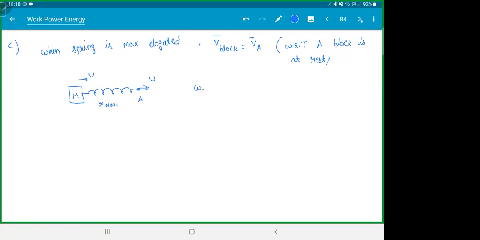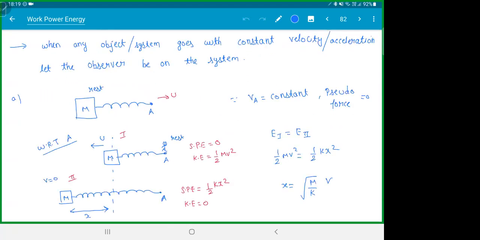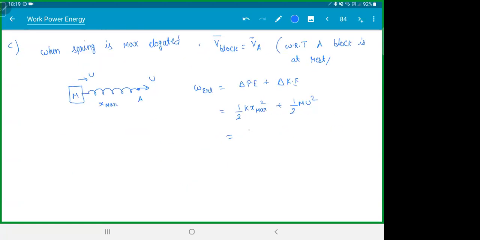Work done by external force is change in potential energy plus change in kinetic energy. So change in potential energy will be half k x max square. Change in kinetic energy, A has no mass, so that is gone. Initially, the block is at rest, so half mv square. And half k x max square is nothing but half mv square only. So this would be half mu square plus half mu square, that is mu square. That's your answer.